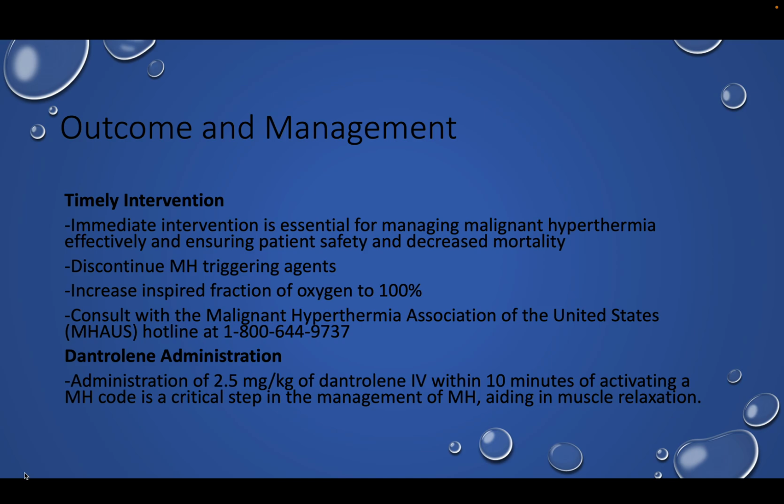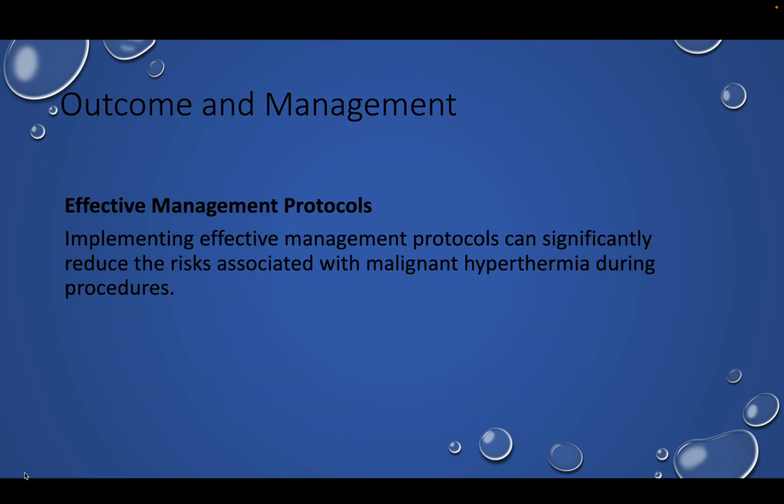Immediate intervention is essential for managing malignant hyperthermia effectively. One must discontinue MH triggering agents, increase inspired fraction of oxygen to 100%, consult with mHouse, and administer dantrolene within 10 minutes of activating a MH code. Using effective management protocols can significantly reduce the risks associated with MH during procedures.